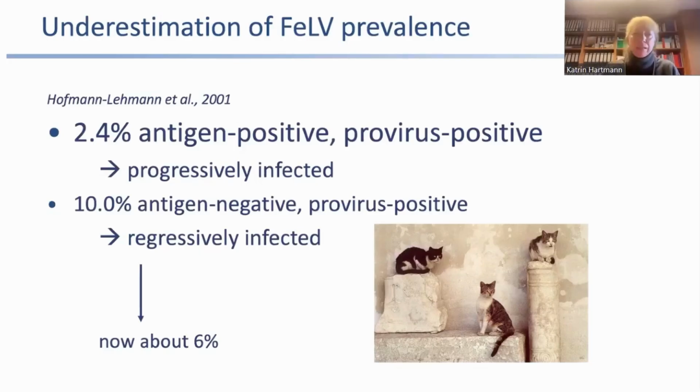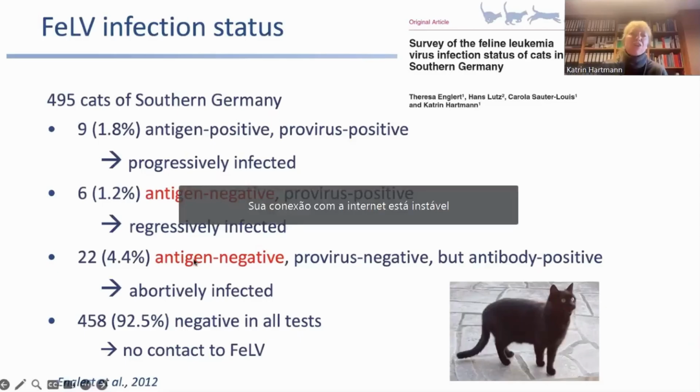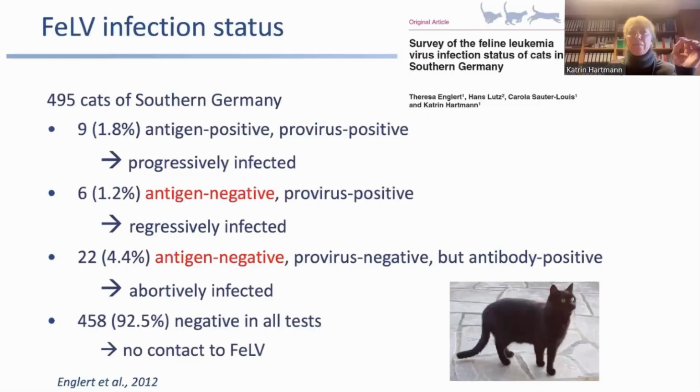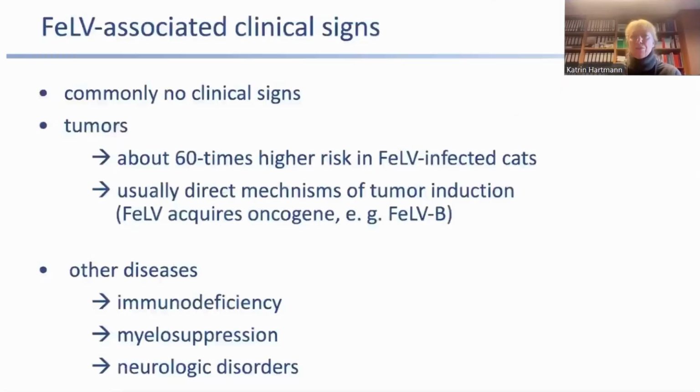Regina Hoffmann-Lehmann, and we could also show that more than 10 years ago. Same thing is true for Germany. So if we only look for progressive infection, we underestimate the true infection rates. Because we need different tests. You see, regressive and abortive infection do not react positive on the antigen test that we usually use.